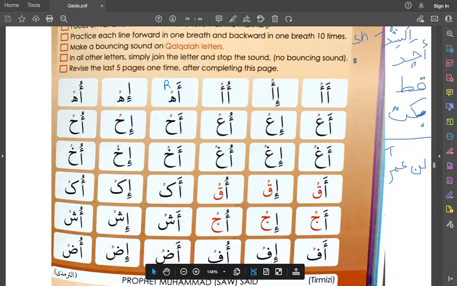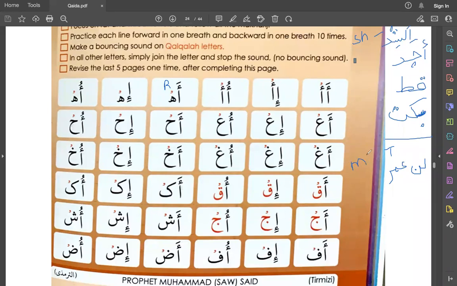And the second category is Lin Hamar. Lin Hamar are the letters which, whenever they are with Sukoon, will get the sifa of tawassut. And tawassut is a medium flow of sound. This is a medium flow of sound. And this is no flow of sound, no flow whatsoever.